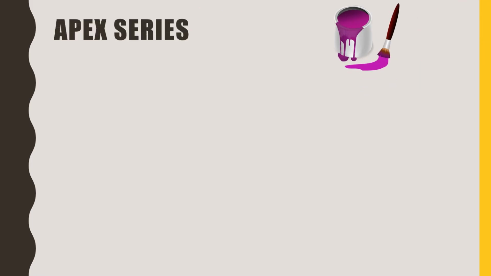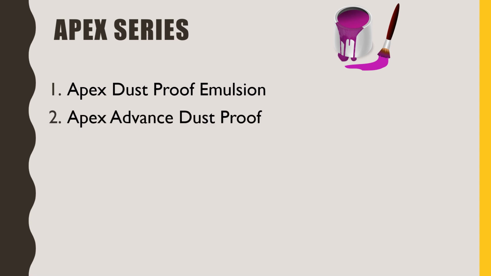Then the next series available in Asian Paints for the type of exterior paint is the Apex series. Here again there are 3 paints: Apex Dust Proof Emulsion, Apex Advanced Dust Proof, Apex Shine Dust Proof.